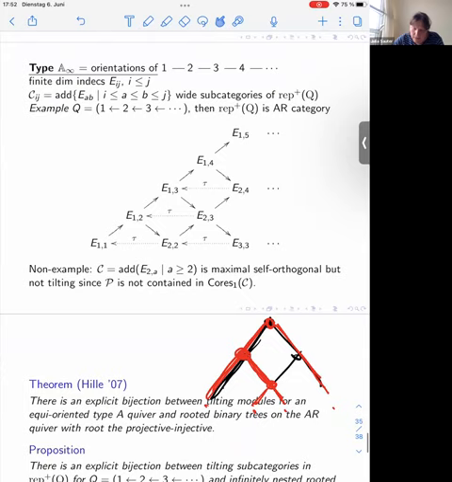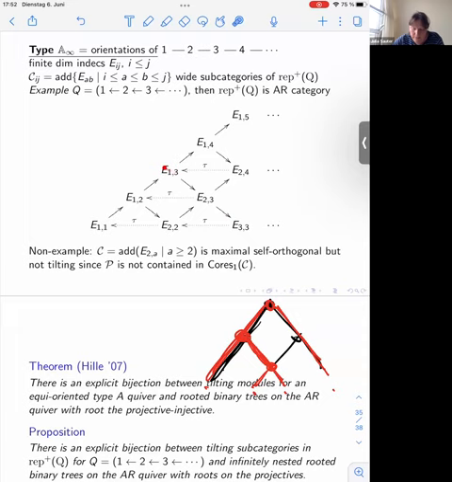So you might start with a binary tree here, and then you have infinitely many roots chosen here, which have to be in your tilting category, and then you take these wedges, and in there you choose your binary trees, and they're nested in each other and getting bigger and bigger. That's how you describe the tilting subcategories. And it's not hard to prove that they're all.